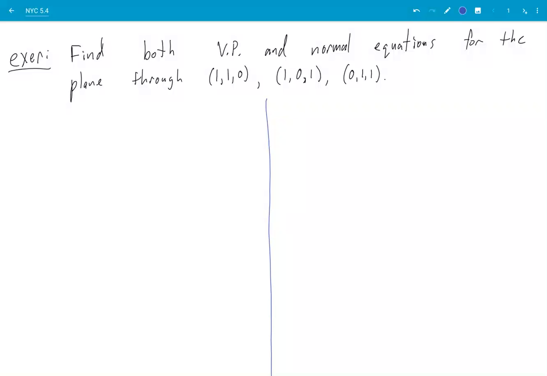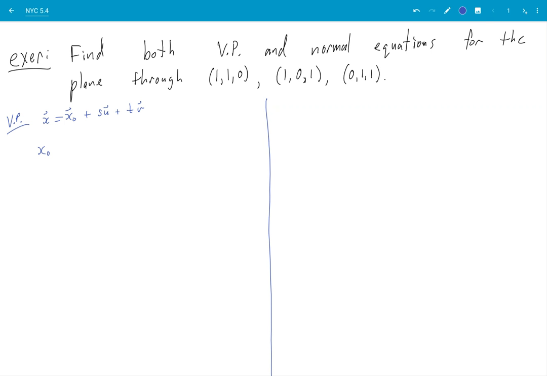Okay, pause, copy, try this exercise. Pause, copy, try. So I'll find the vector parametric equation first. So VP: x is equal to x0 plus sU plus tV.